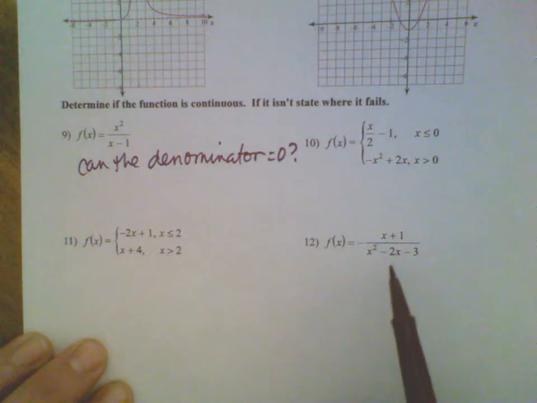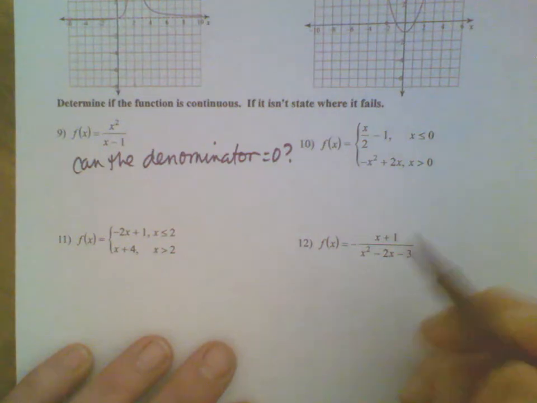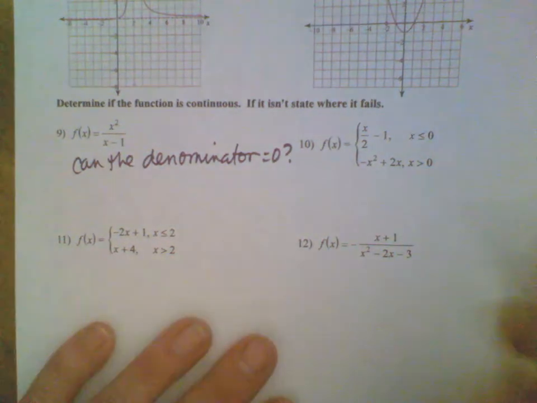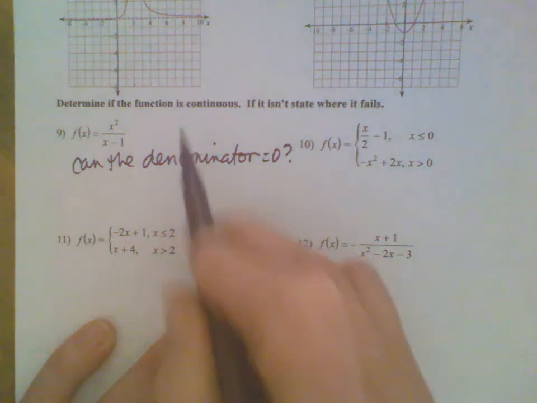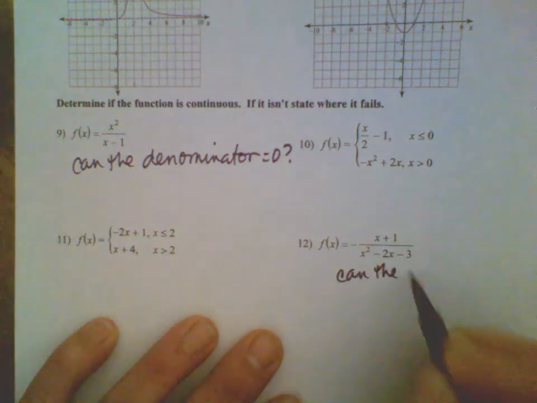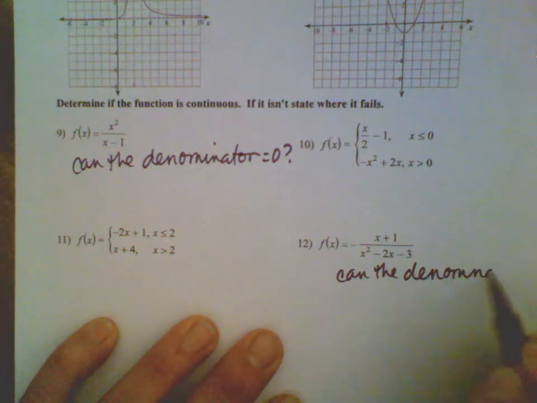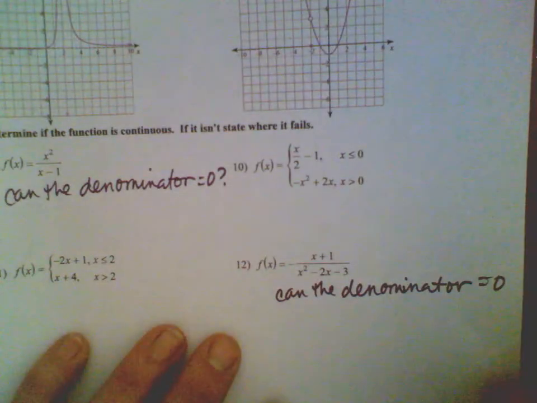And sometimes I'm going to have to factor, and I might have more than one spot where the denominator can equal 0. So in fact, I think what I'm going to do is I'll go through 10 and 12, and then I'll let you try 9 and 11. So for 10 and 12, I'm going to jump down to 12 now that I've sort of started with that. This has a denominator. Can the denominator equal 0? Is what I have to ask myself.